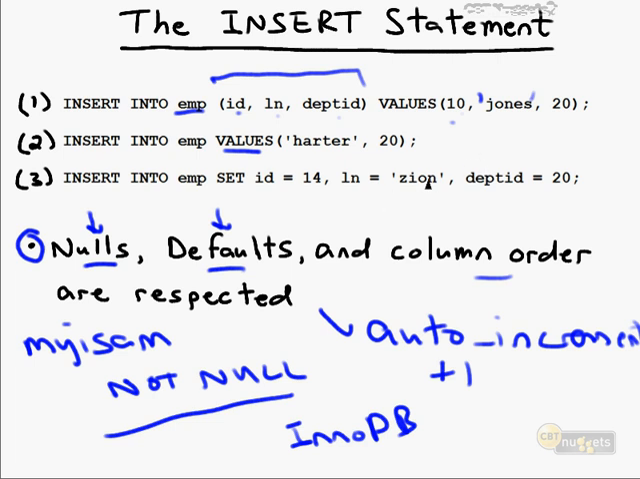Now you can use the default keyword. For instance, we could say insert into emp ID, last name, department ID values default, comma, then we could put some last name, and then comma default. And as long as that column had a capability of populating with either a default value or a null value, we'd be okay. For ID, we'd be okay because saying default in our statement would result in an auto increment, just a new integer value being given to us automatically by MySQL.